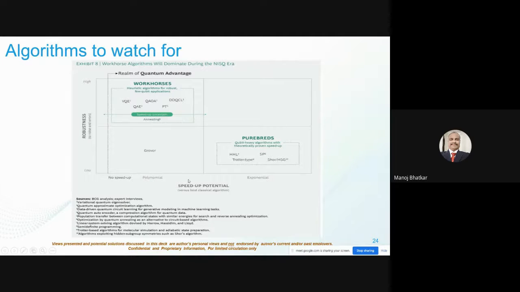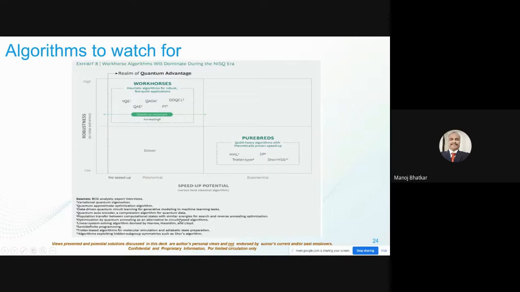Some of the algorithms that are going to be very, very useful: Grover's algorithm, you need to watch for it. Your variational quantum eigensolver, your quantum approximate optimization algorithm, these are the workhorses. These will continue to be fine-tuned and enhanced. And then there are algorithms like HHL, SDP.